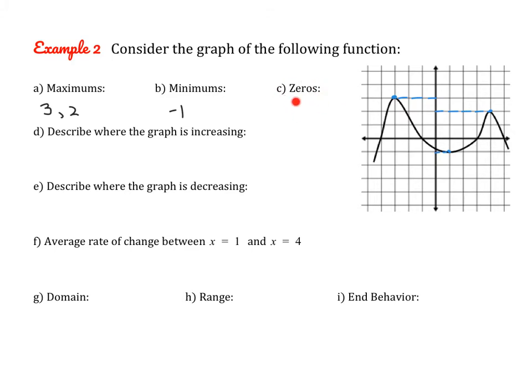Now let's name our zeros. Remember, we're looking for the times when our graph is crossing the x-axis. So I see that we have a 0 here at -4, a 0 at -1, a 0 at 3, and a 0 at 5. So we have -4, -1, 3, and 5.